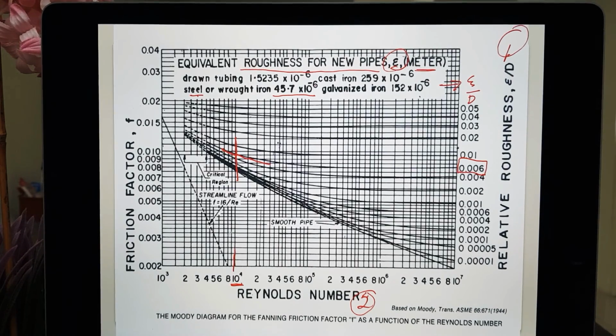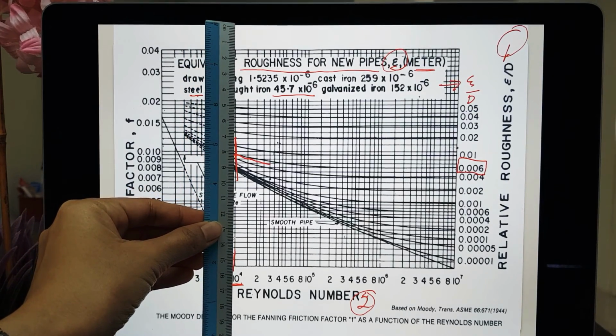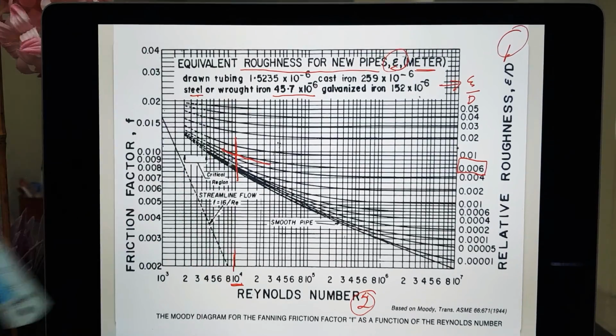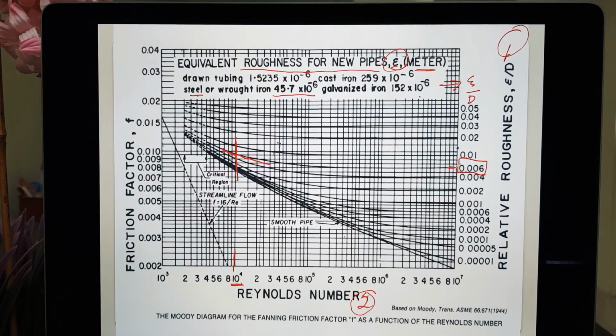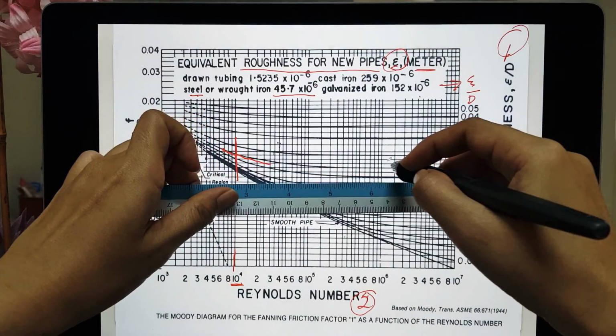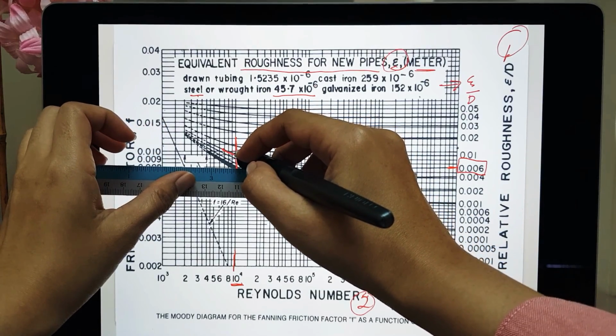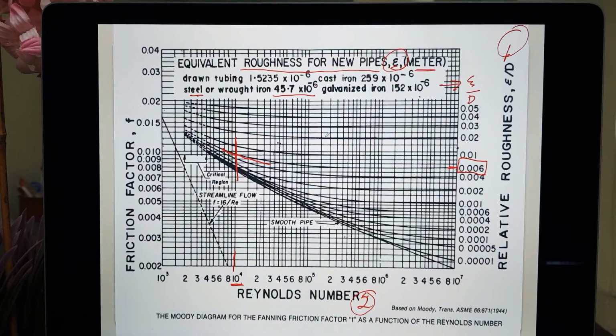Okay, so by using your ruler, you need to line up, highlight this particular line. Then for relative roughness, which is 0.006, this is the line. The line is a curvy line, so you need to follow this line, and then you will get this intercept point. This point is the intercept point between the relative roughness as well as the Reynolds value.